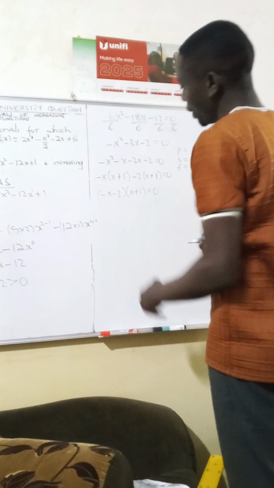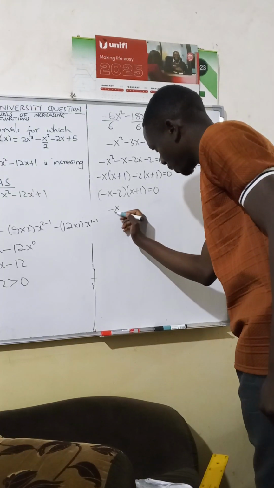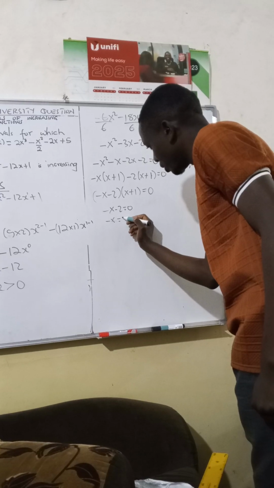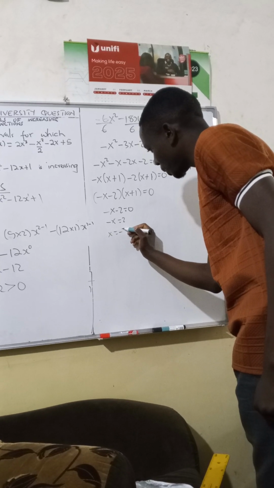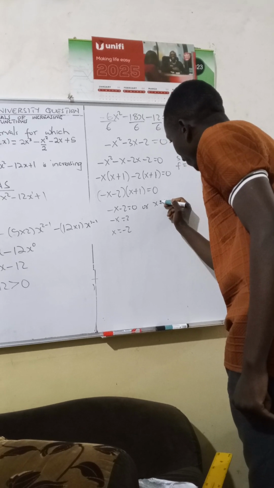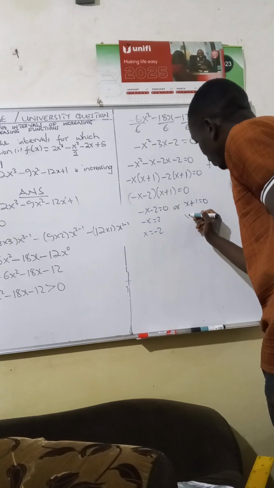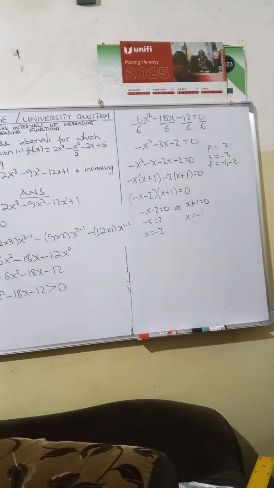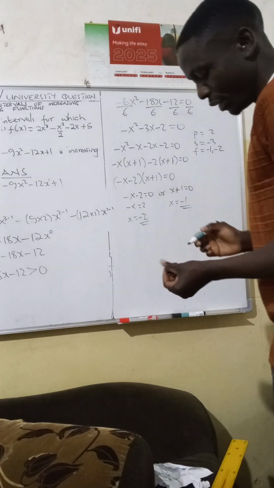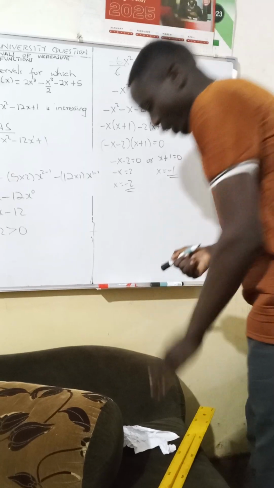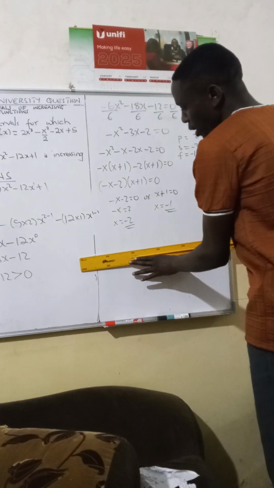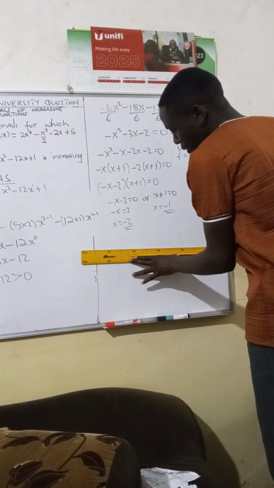Finding the critical values of x, minus x minus 2 will be equal to 0. So minus x will be equal to 2, x will be equal to minus 2, or x plus 1 will be equal to 0, x will be equal to minus 1. So these are my critical values. Then I'm going to draw my testing table so that I know the interval where the function will be increasing or it will be positive. So I'll draw a number line to find the intervals.